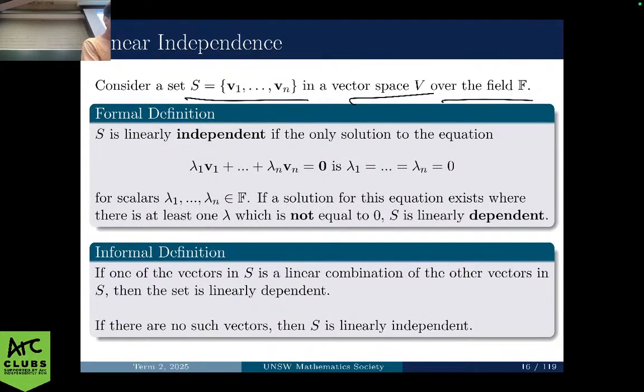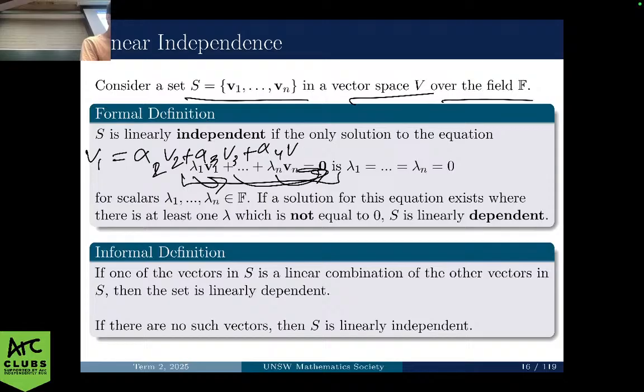Another way to think about this is, because of course you can rearrange this equation, you could say something like v1 is equal to, and I could rearrange these all to the other side, and I could divide by lambda 1, and I just get some new set of constants. So I'm just going to call it alpha 2 v2 plus alpha 3 v3 plus alpha 4 v4. And this is me rearranging my equation here. And essentially another way to think about it is no vector is a linear combination of any of the other vectors. They are all unique.